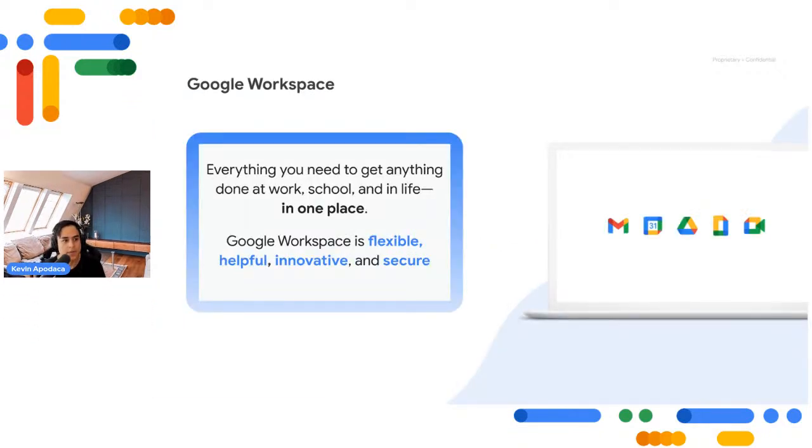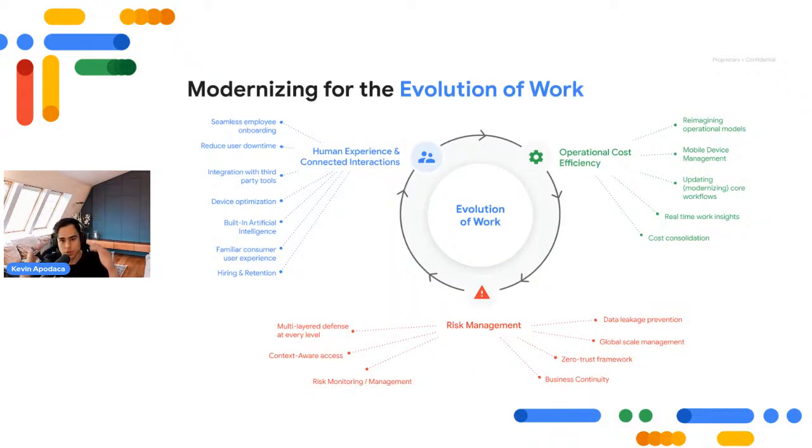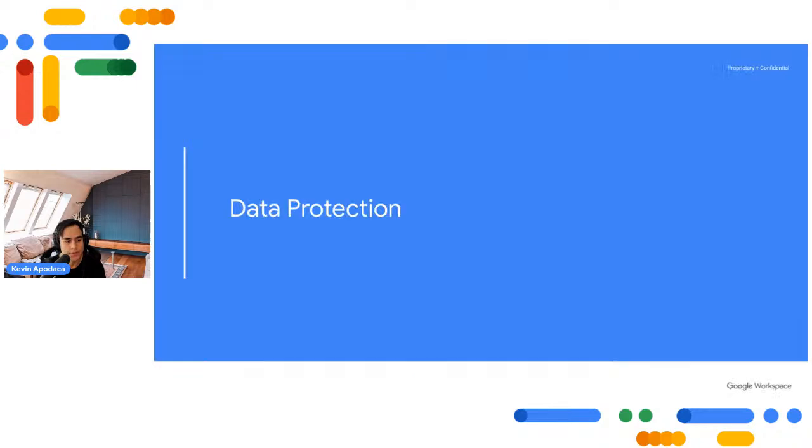So just to recap, Google Workspace is this one-and-all platform for a flexible, innovative, and secure work environment. And we're going to take a look into that third one as a deep dive. So we're looking at the red piece down at the bottom. How do we do data leak protection? How do we do zero trust? How do we do context aware and risk management?